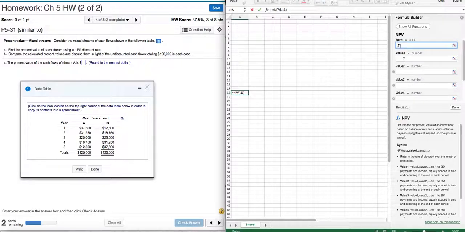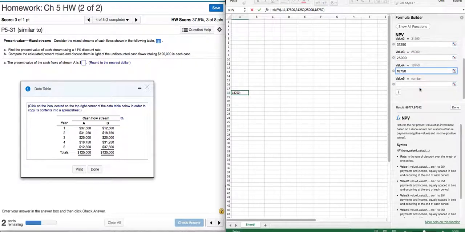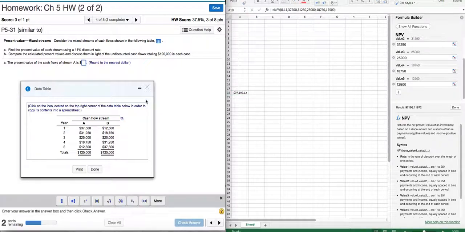We've got 37,500 is the first one, 31,250, 25,000, 18,750, and year 5 is 12,500. Okay, so our present value for stream A is 97,196 and 12 cents.